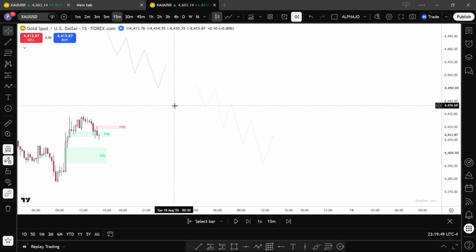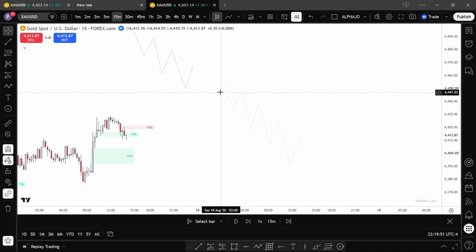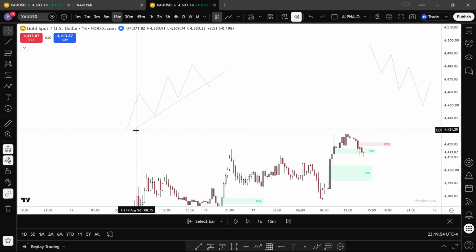So by now you should know that a bearish trend means we are going down, and a bullish trend means we are going to the upside.